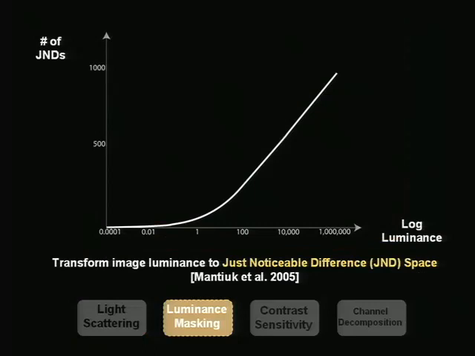The next mechanism that we simulate is the nonlinear perception of luminance. We model this effect by transforming image luminance to the so-called just noticeable difference space due to Mantiuk et al. This space has a property that adding or subtracting the unit value results in a barely noticeable difference in image contrast.